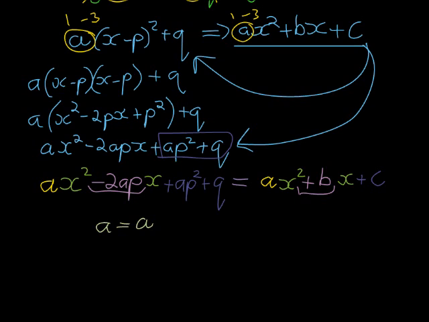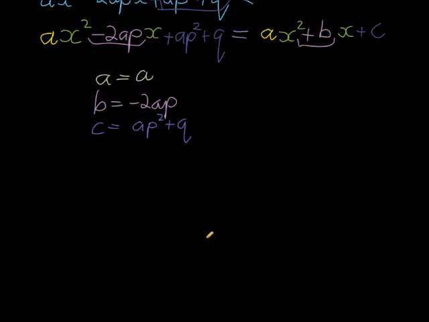Then we have that b is equal to negative 2ap, and finally that c is equal to ap squared plus q. So this is what I'm going to use. If I have ax squared plus bx plus c, and I want a, I already have it. If I want p, let's just solve for p in here. So we find that p is equal to minus b over 2a. I divided both sides by negative 2a.